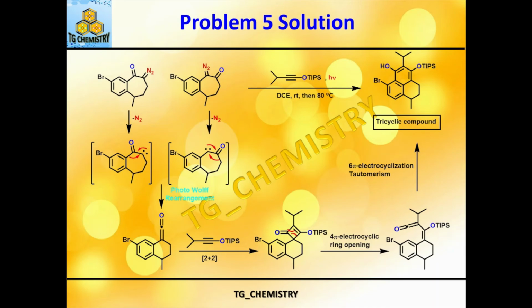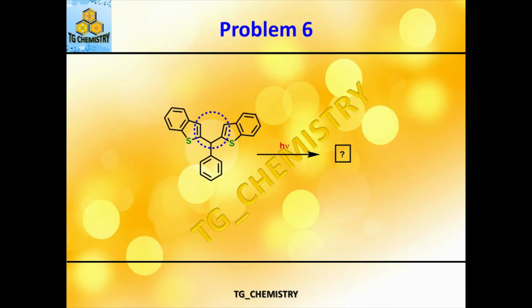So now we will move to the next problem, which is about dibenzothiophene, as you can see over here, and what will be the product of dibenzothiophene when photochemical irradiation takes place.